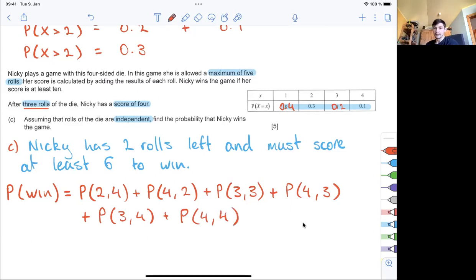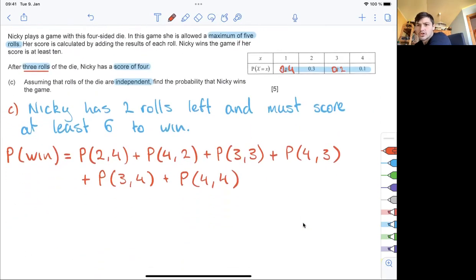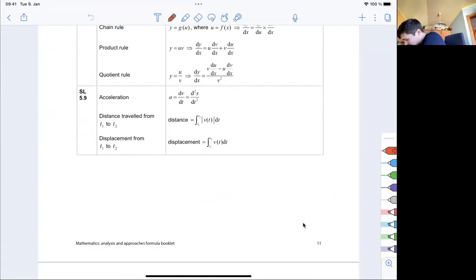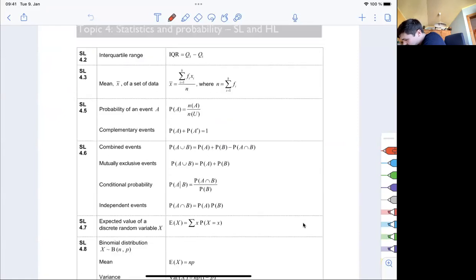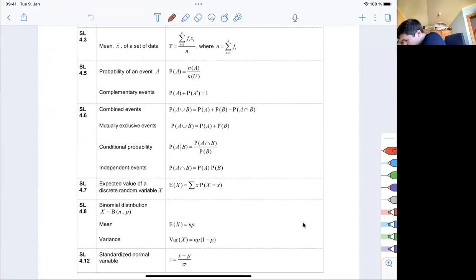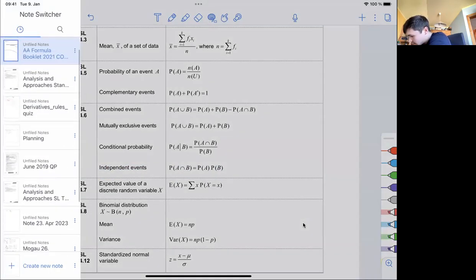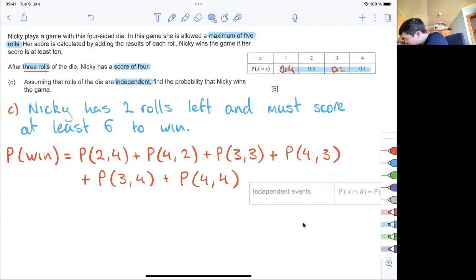Okay. And so now if we go to our formula booklet and we try to find the probability of 2 independent events occurring, we will see that in our formula booklet here. Let's go find it. It's in the 4 section, topic 4. And so here, this idea here, independent events. The probability of A and B occurring is the probability of A times the probability of B. So that's what we're going to need here. Let's just take that, copy that over.